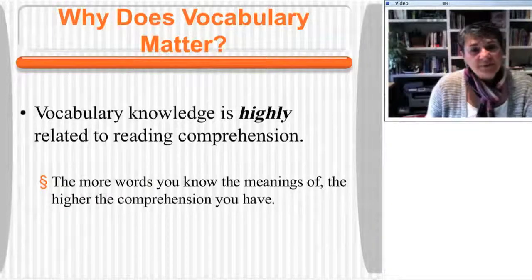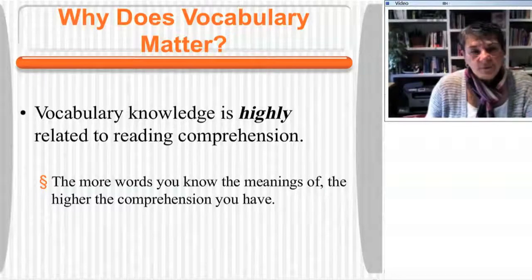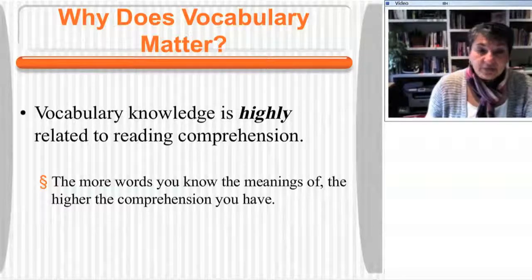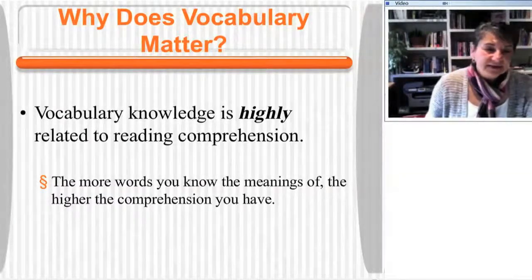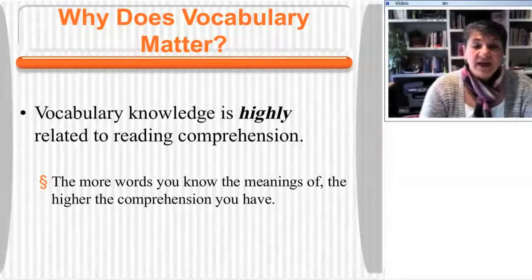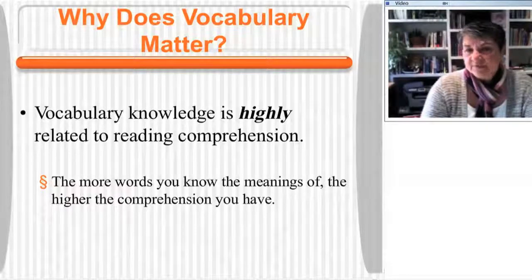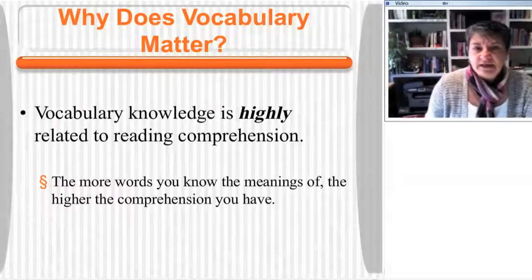Okay, so let me answer the question now. Why does vocabulary matter? We know from a great deal of research, beginning back to about 1946, that vocabulary knowledge is highly related to reading comprehension. And this makes sense to all of us. The more word meanings you know, the higher your comprehension is going to be. So that is a truism that we've known for many, many years.